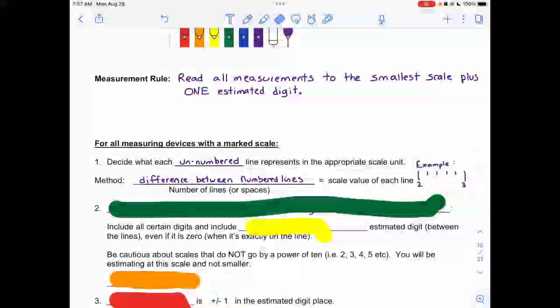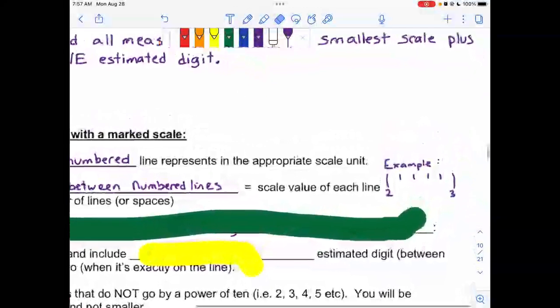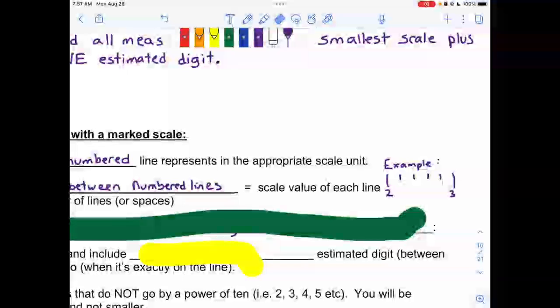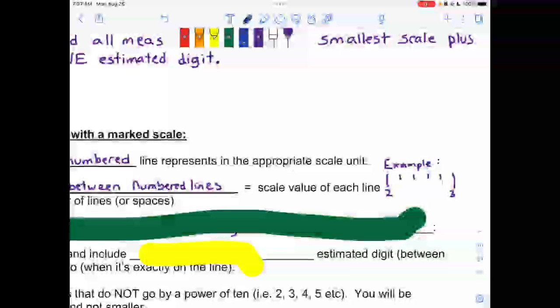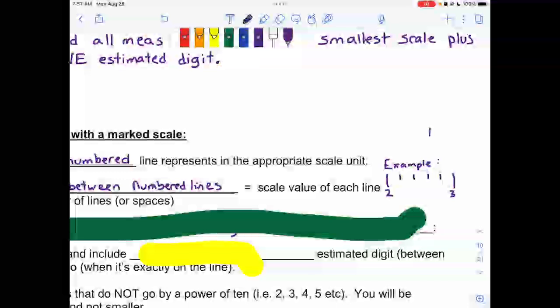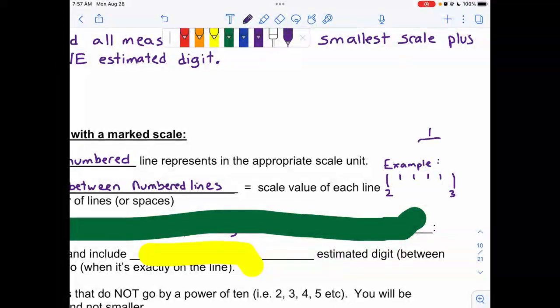And so let's take a look at what that looks like. I'm just going to zoom in here. So here's my example. I've got a 2 here on this numbered line. Usually they're longer than the unnumbered ones, and then I've got a 3 over there, and then I've got these little lines in between. The difference between my numbered lines would be 1, and I'm dividing by the spaces: 1, 2, 3, 4, 5 spaces. So I'm dividing by 5.